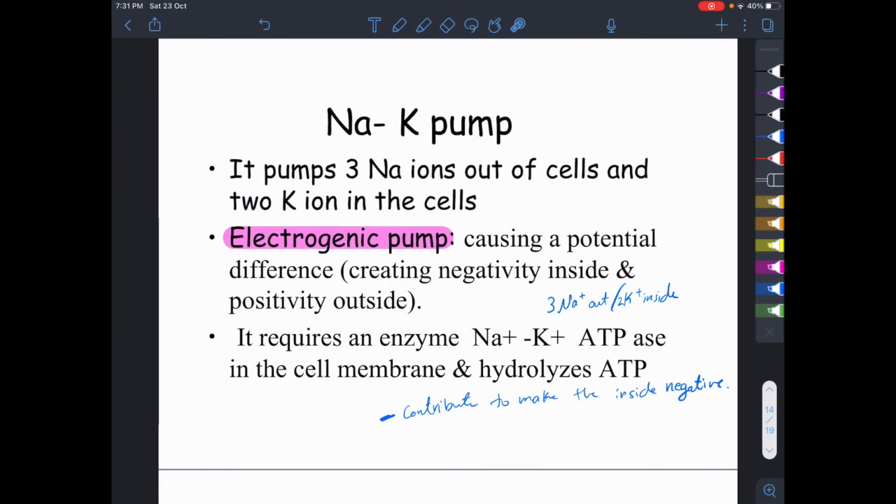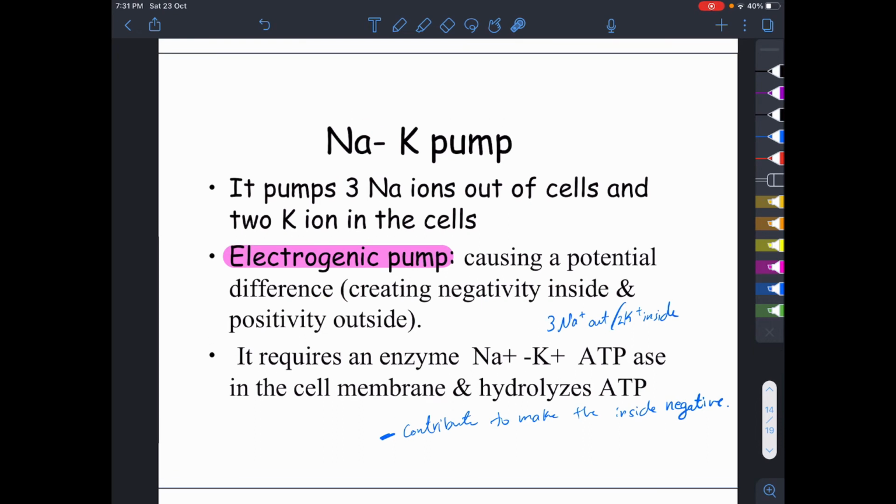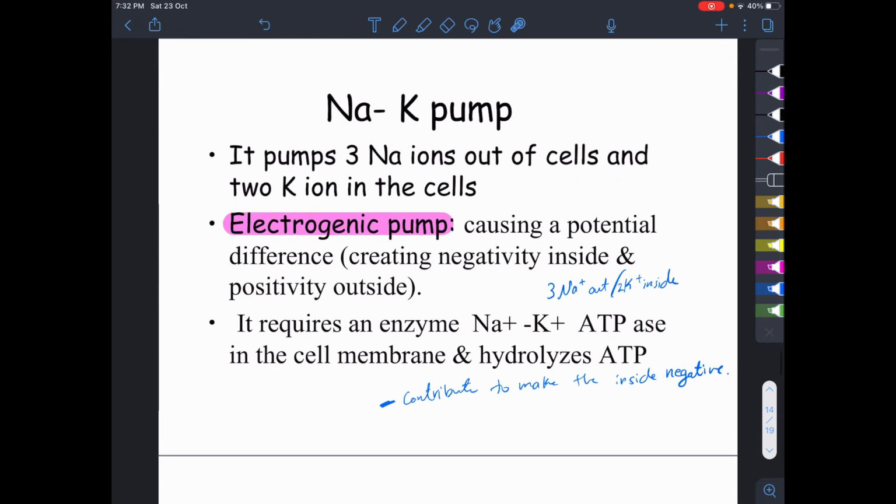Let's talk about the sodium potassium pump. The sodium potassium pump pumps 3 sodium ions outside of the cell and 2 potassium inside of the cell. It creates a difference. It creates the negativity inside and the positivity outside. So it contributes to the resting membrane potential.